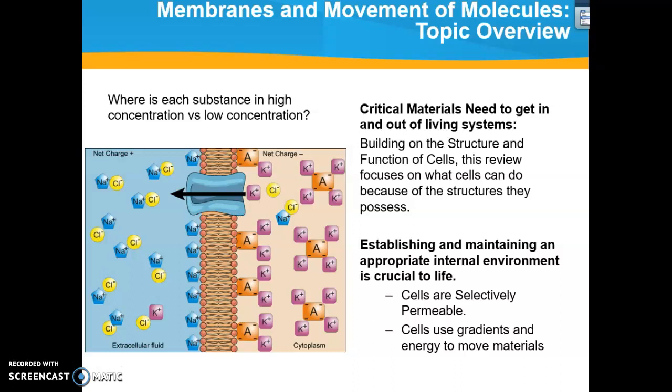So some things to remember. We always look at active transport versus passive transport. Passive transport depends on concentration gradient. So things are going to move from a high concentration to a low concentration. In active transport, energy is going to be used, specifically ATP is going to be used in order to move those substances from a low concentration to a high concentration.